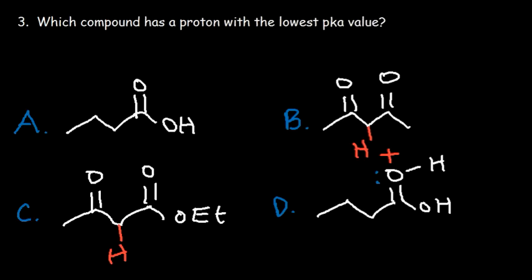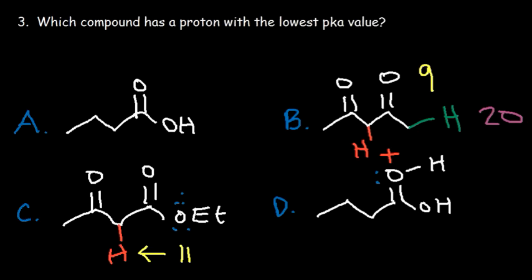Well, whenever you have an alpha hydrogen between two carbonyl groups, the pKa is around 9. For a hydrogen next to one ketone, it's roughly around, I believe, 20. Now, this hydrogen here, between the ketone and the ester, is 11. The reason for that is because of this electron donating group.